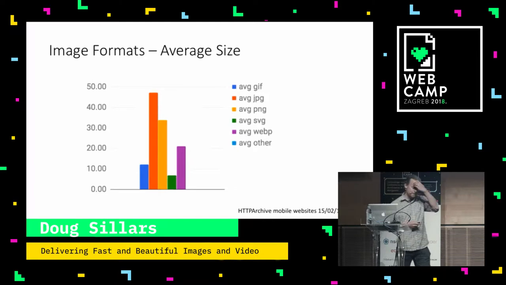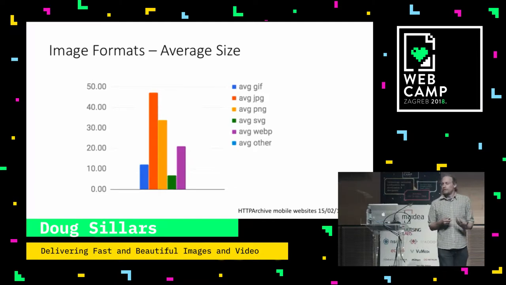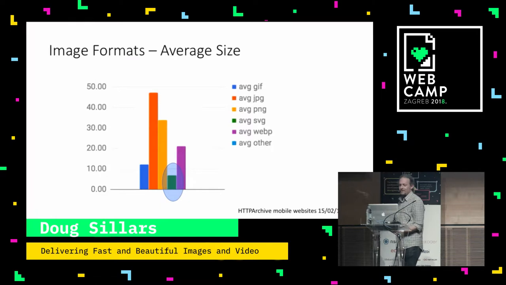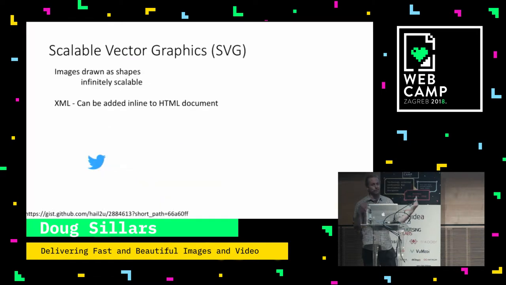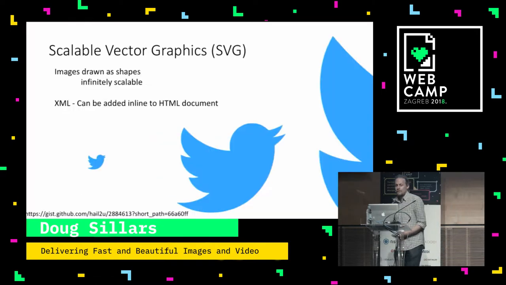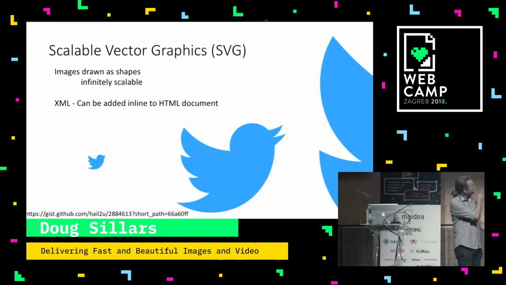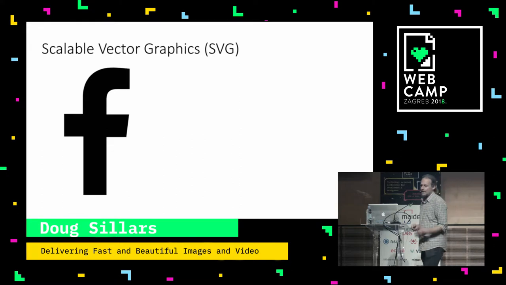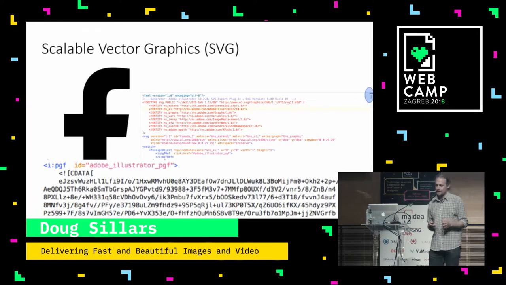Let's look at image format. These are the average sizes of the different formats. You can see JPEGs are generally the largest. They're also the most used. Let's talk about SVGs, scalable vector graphics. These are great. They're made from XML, so you can add them inline to your HTML. They're infinitely scalable, right? So that's the same SVG, and it looks the same no matter how big you make it, because it's made of vectors, right? They're just shapes.